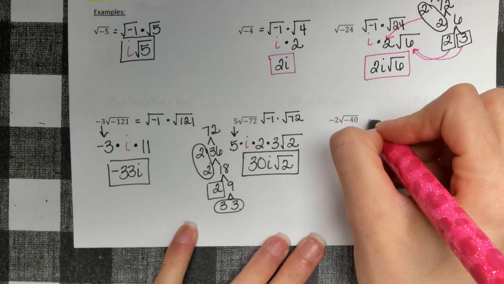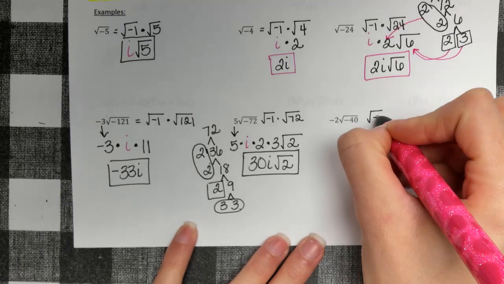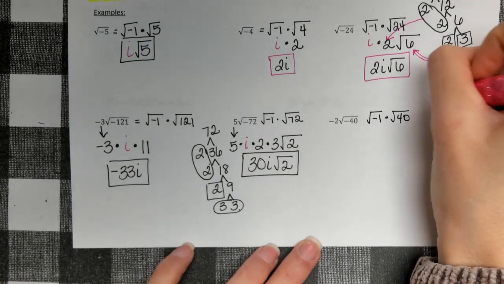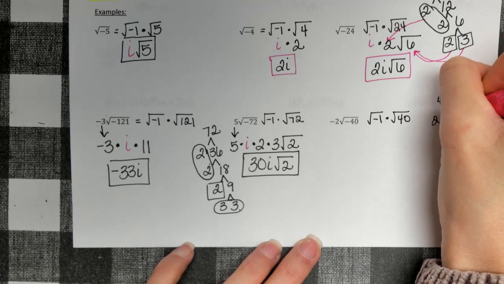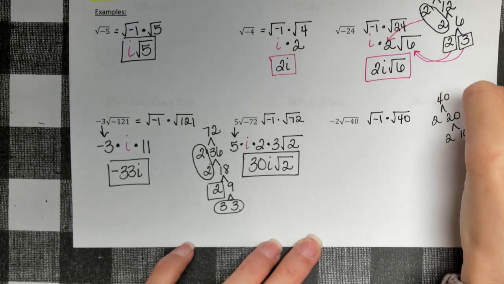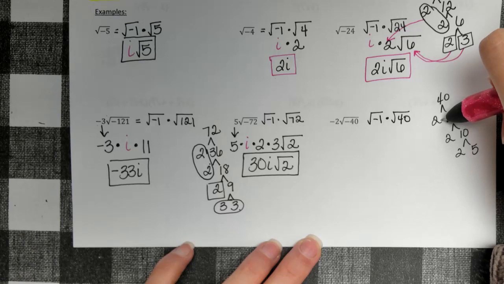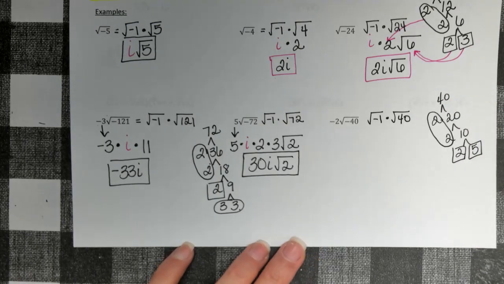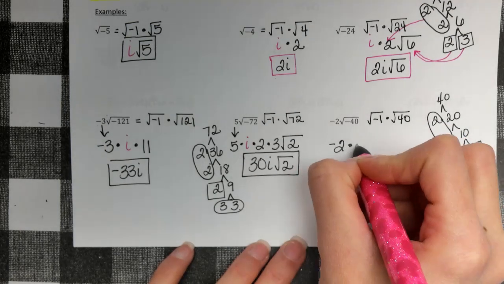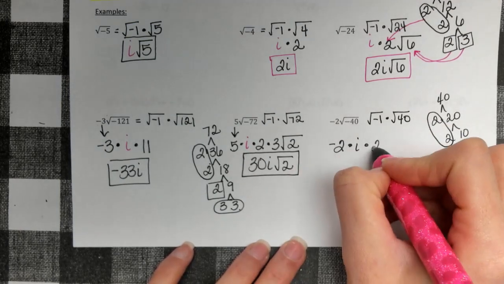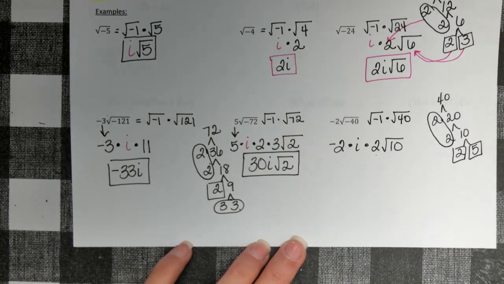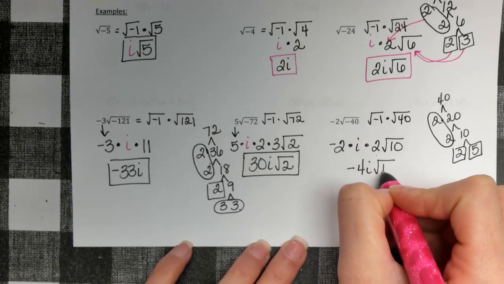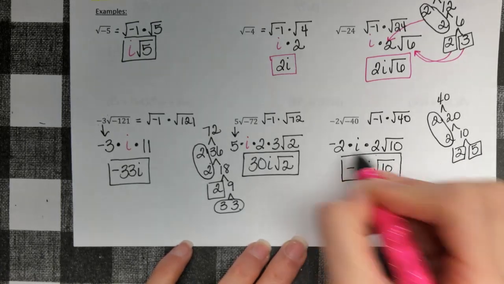Okay, you should have split that square root of negative 40 to the square root of negative 1 times the square root of 40. Okay, and then 40 you simplify. That's 2 and 20, 2 and 10, 2 and 5. So you have a pair of 2's with a 2 and a 5 left over. So you should have had negative 2 times i times 2 square root of 10. So your final answer should have been what? Very good. We good with that? All right.